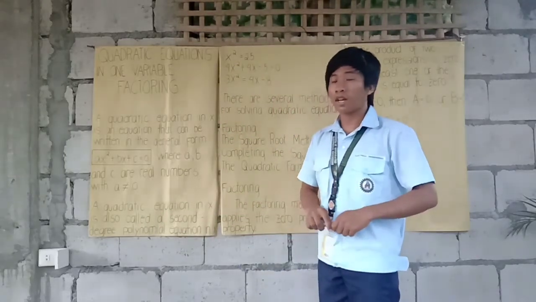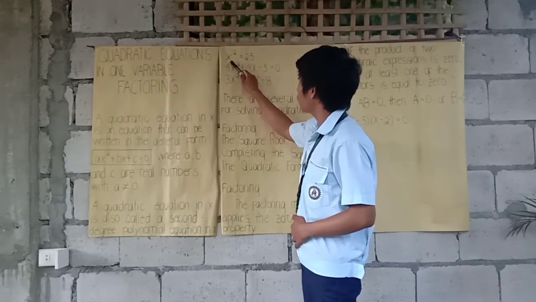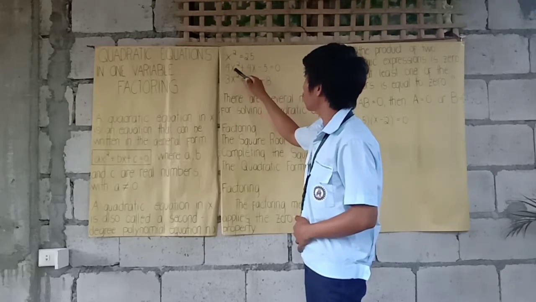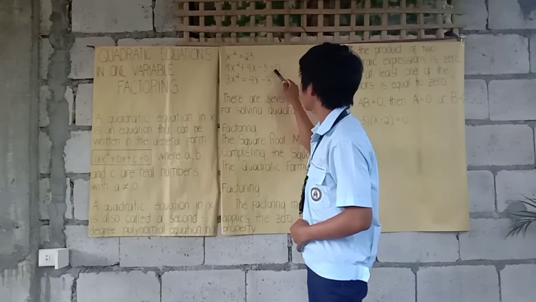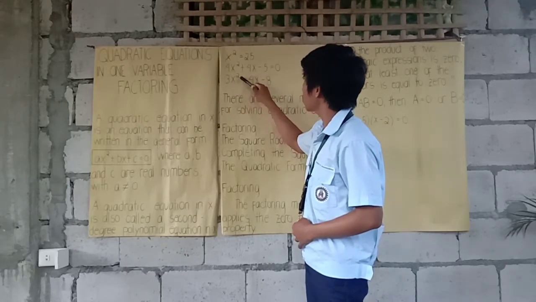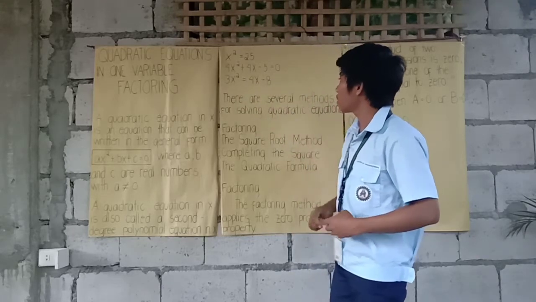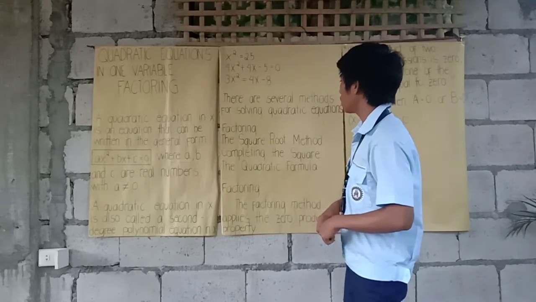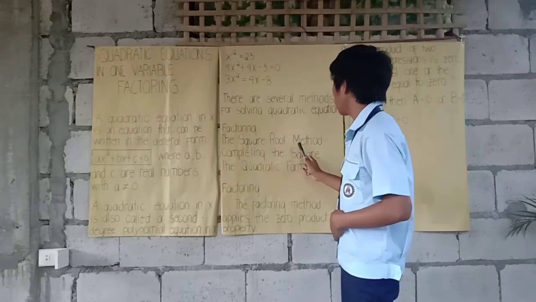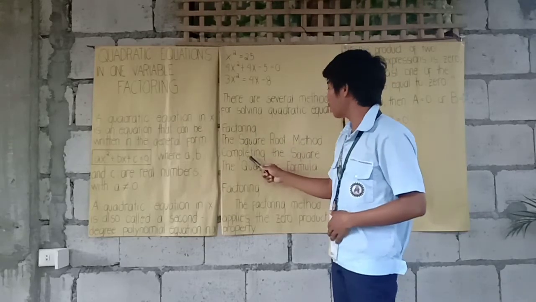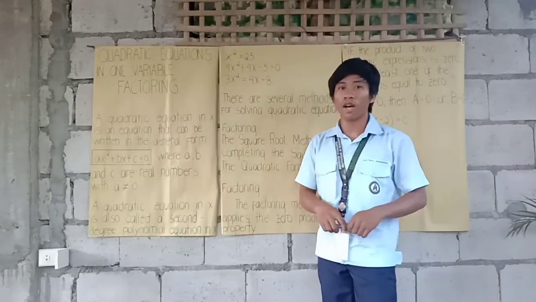So, some examples for this quadratic equation. We have x squared is equal to 25, 4x squared plus 4x minus 5 is equal to 0, 3x squared is equal to 4x minus 8. So there are several methods for solving quadratic equations. First, factoring. Second, the square root method, completing the square. And last is the quadratic formula. So let's begin with factoring.